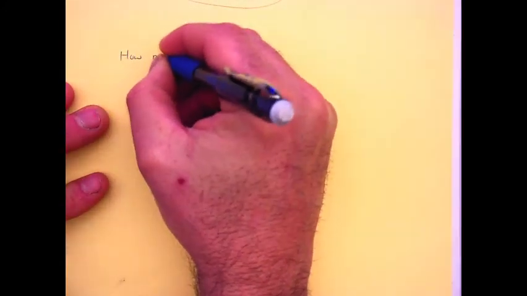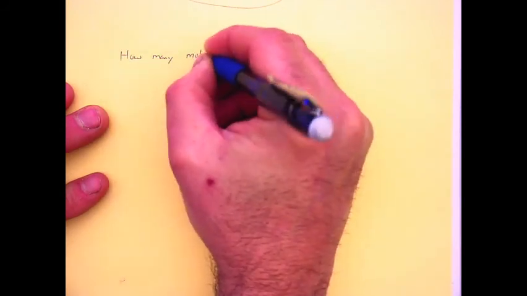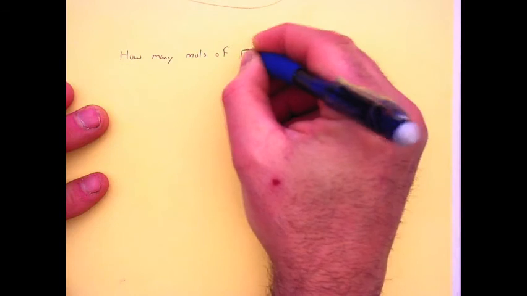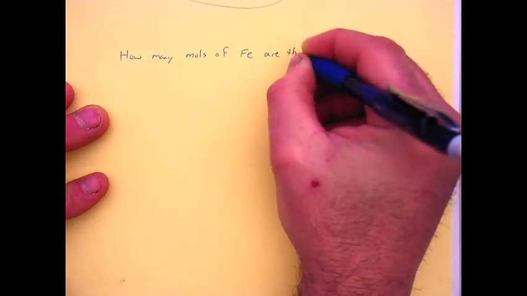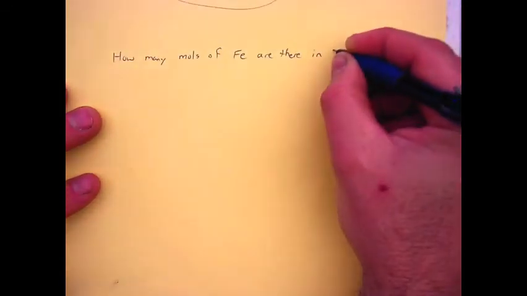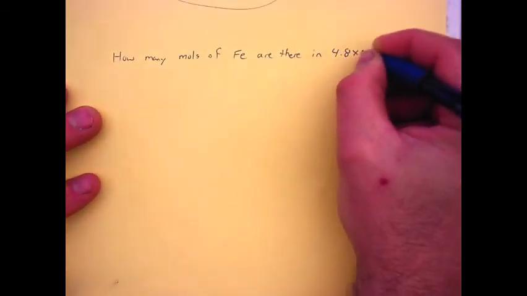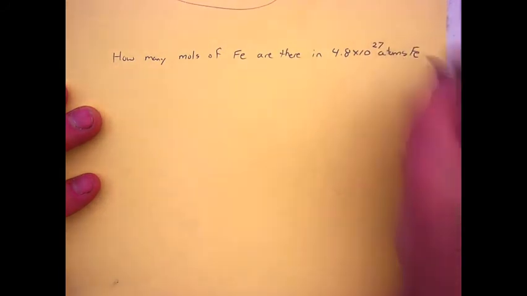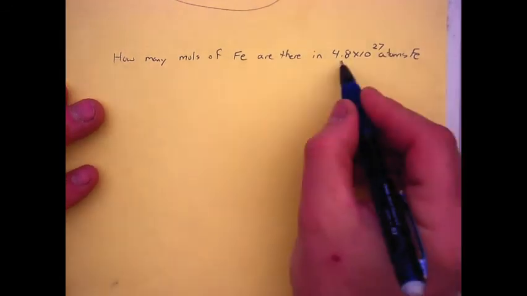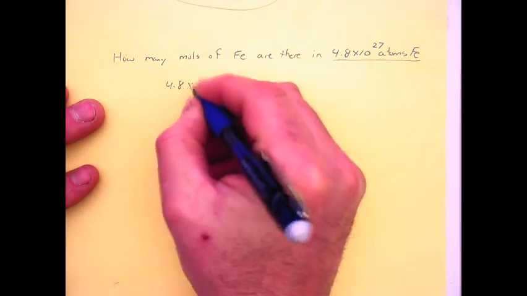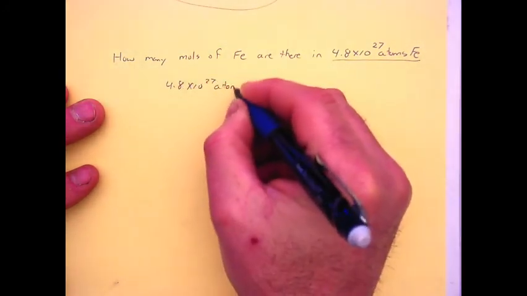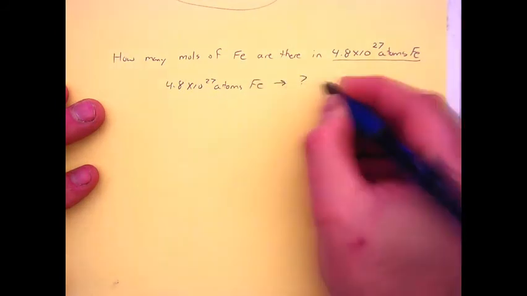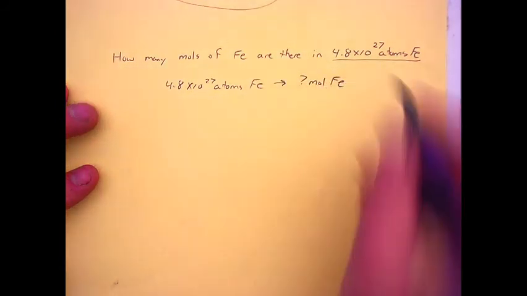Now, let's say we want to go the other way, and we have a question like, how many moles of iron are there in 4.8 times 10 to the 27th atoms of iron? So in this case, our starting point is 4.8 times 10 to the 27th atoms of iron. And the question is, how many moles of iron are there?